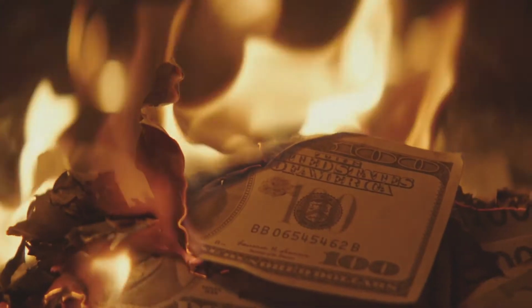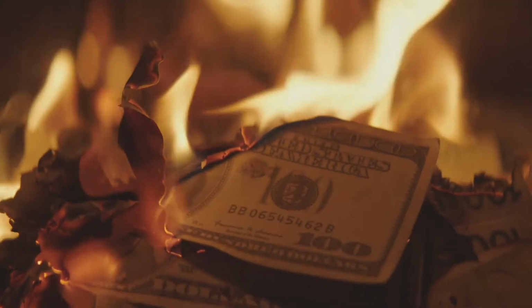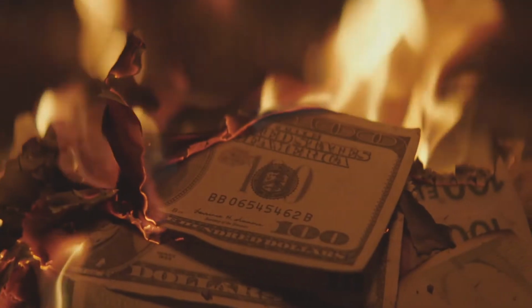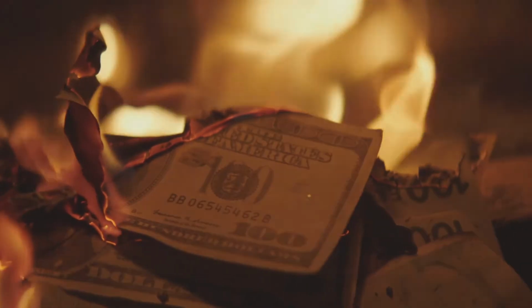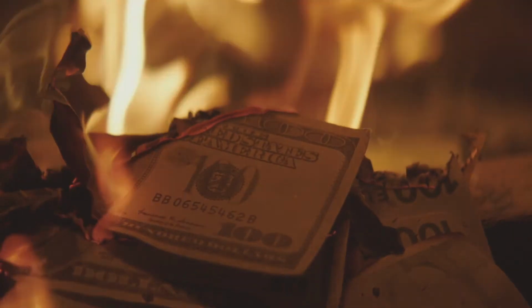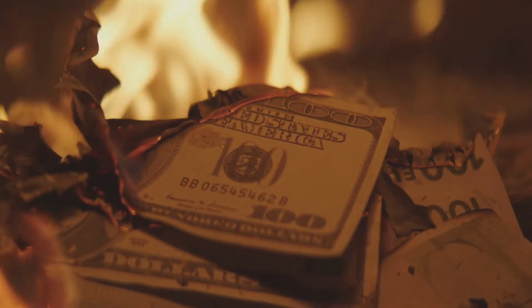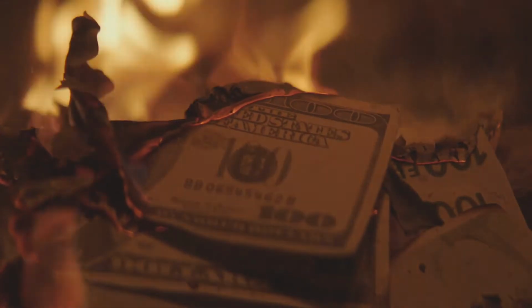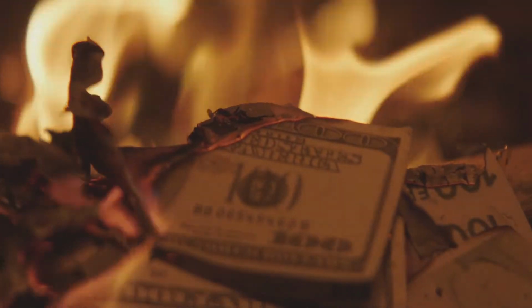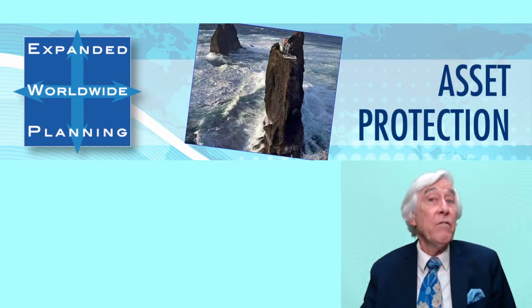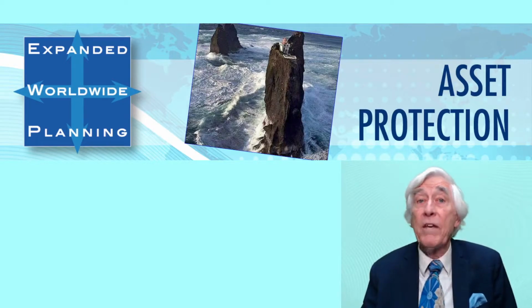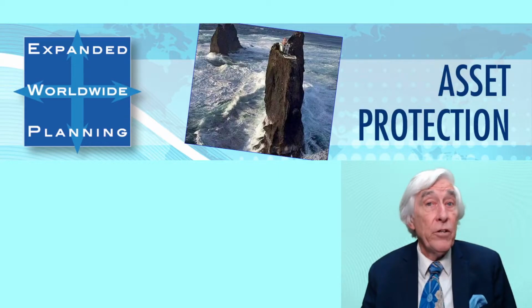You don't want this to happen to your hard-earned assets. Asset protection is an integral part of an EWP structure. EWP structures make assets inaccessible to creditors and those seeking to claim them without legal authority. The inaccessibility of this lighthouse mirrors the methods that EWP structures use to make your assets inaccessible to creditors.